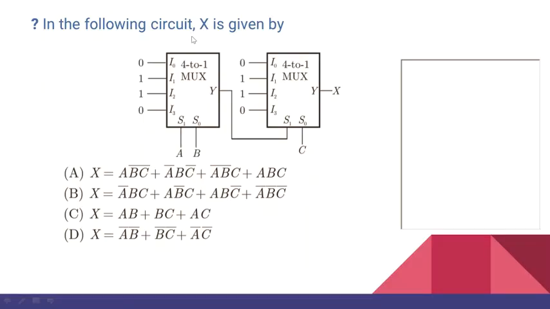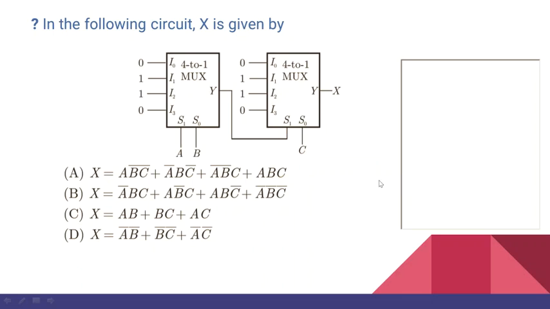In the following circuit, X is given by, so we have to find X. We have two 4:1 multiplexers. Here to the select inputs we have given A, B and C, and the output of the first multiplexer.